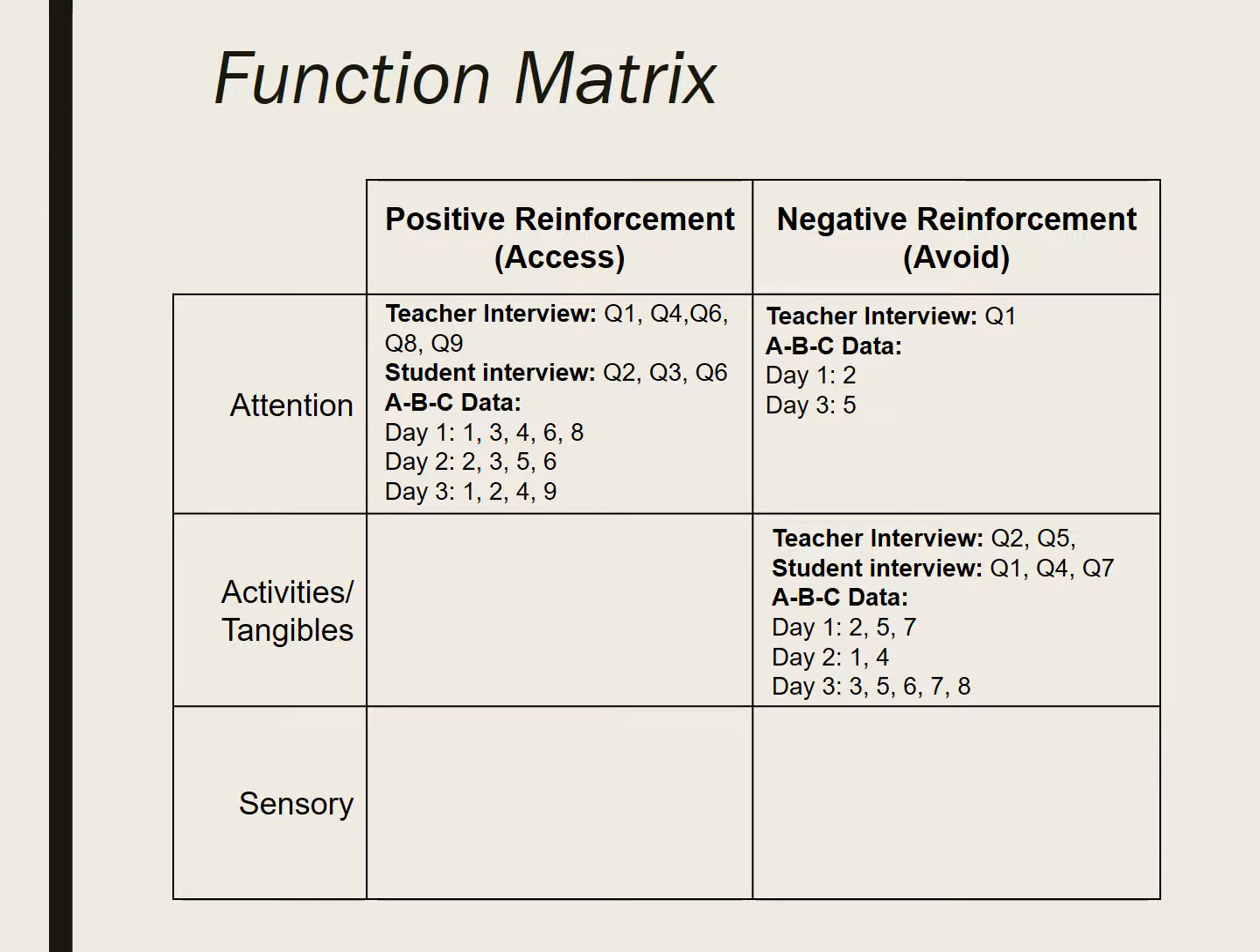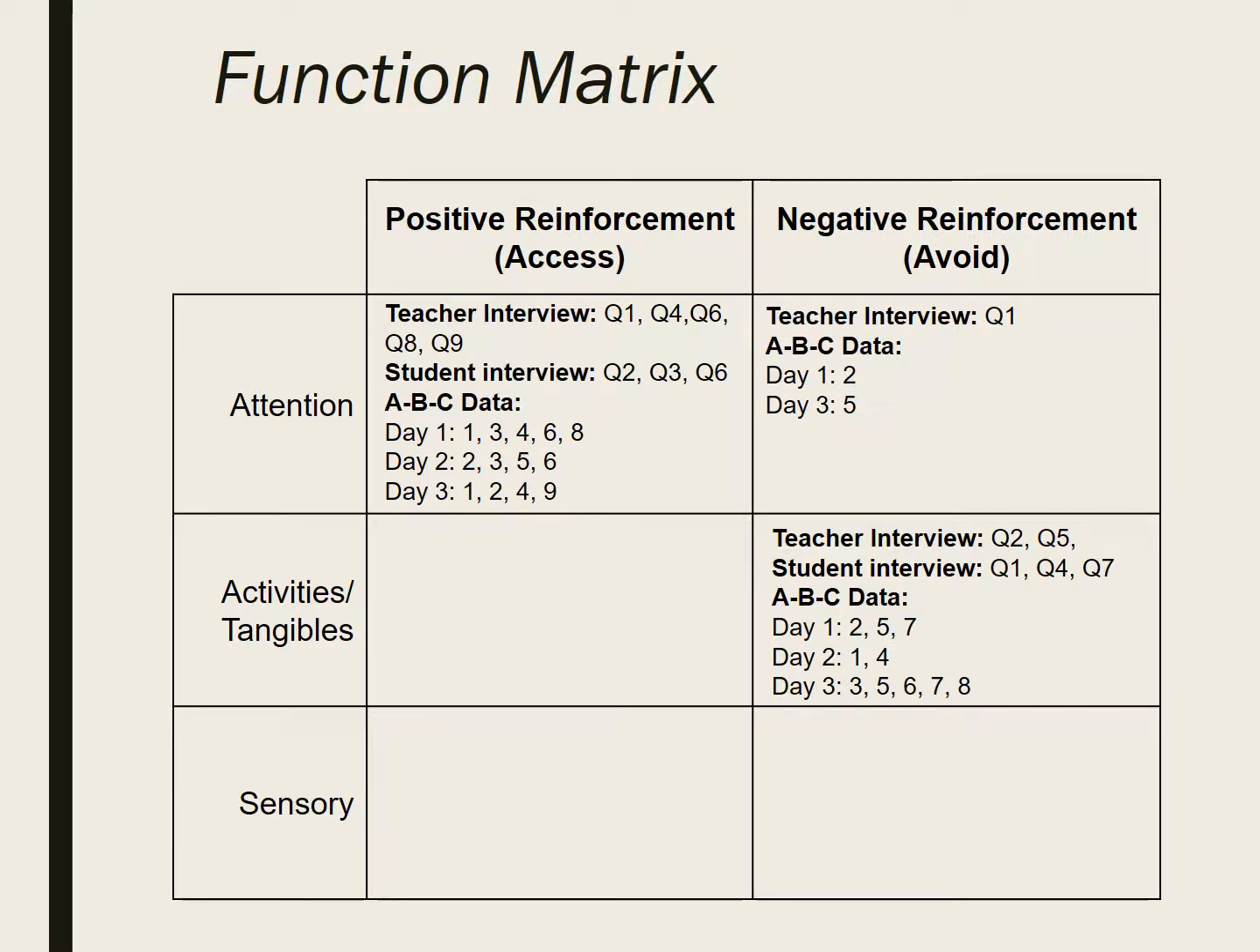The best idea is to come up with the best conclusion and fill it in appropriately. You're going to do similarly with the student interview. Go question by question and see if there's any information that gives you an idea of what they're gaining or getting out of by way of attention, activities, tangibles, or sensory. You're also going to do this with your ABC data. You're going to go through it observation by observation, target behavior by target behavior, and look at that consequence. What is that student gaining or getting out of with using that consequence?